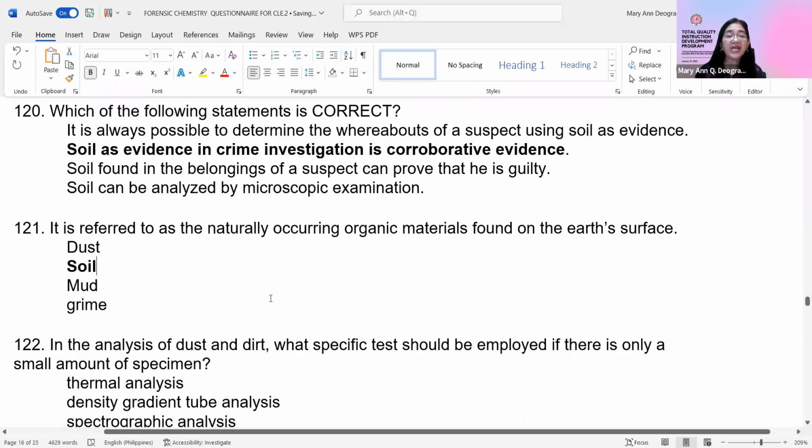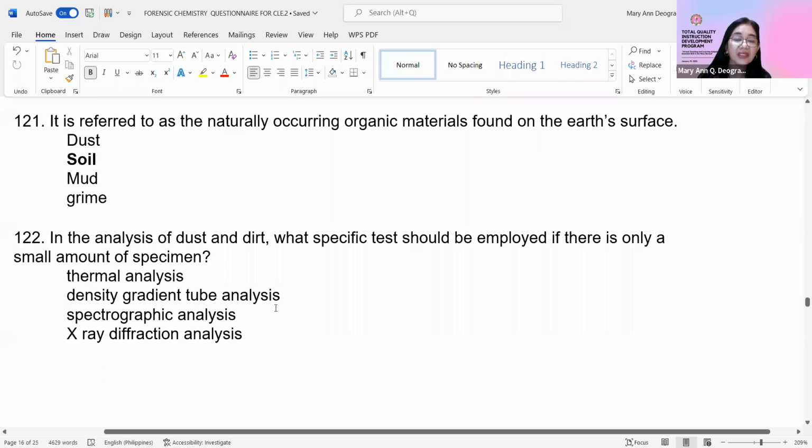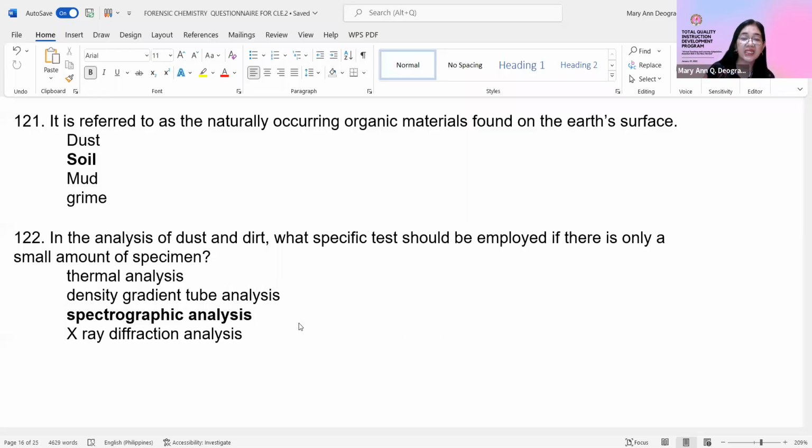In the analysis of dust and dirt, what specific test should be employed if there is only a small amount of specimen? Is it thermal analysis, the density gradient tube analysis, spectrographic, or the X-ray diffraction? Alright, ang density kasi, hindi pa pwede dyan yung konti, no? So, it is this spectrographic analysis. Ito lang pagpipilian nyo, yung dalawa. So, if it is a small amount only, we can use the spectrographic analysis kasi hindi masisira dyan yung soil sample natin. Dun sa thermal kasi, magbabago ang composition ng soil dyan.